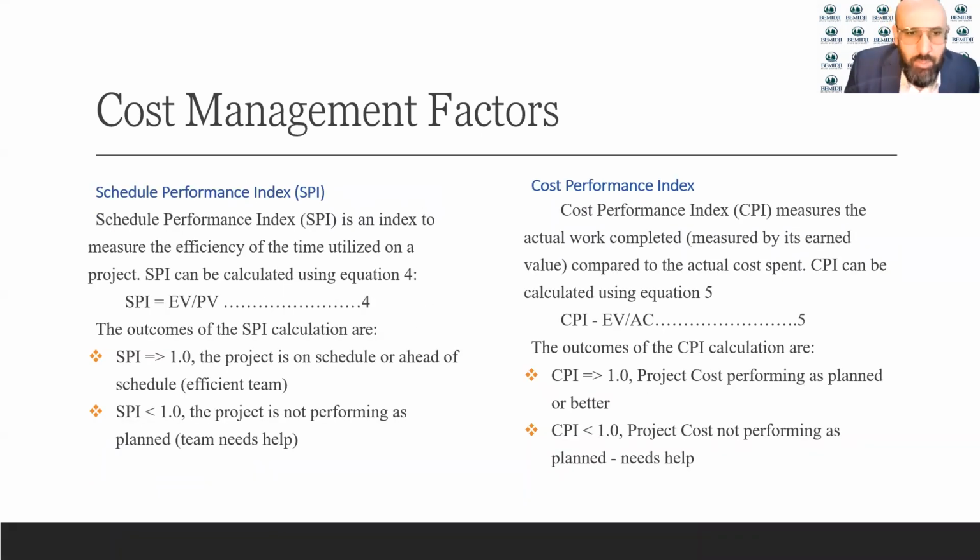All right, now moving into the index, the performance index, one for the schedule, one for the cost as well. The SPI, or the schedule performance index, is an index to measure the efficiency of time utilized on a project. And that could be calculated by dividing the earned value by the planned value. Earned value divided by the planned value. And as an outcome, we look into this result for this equation.